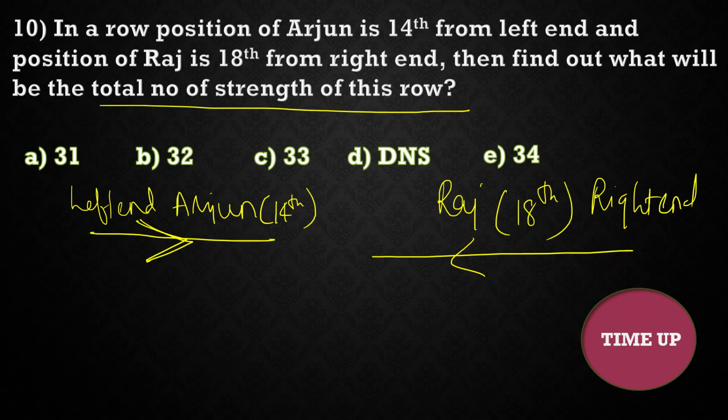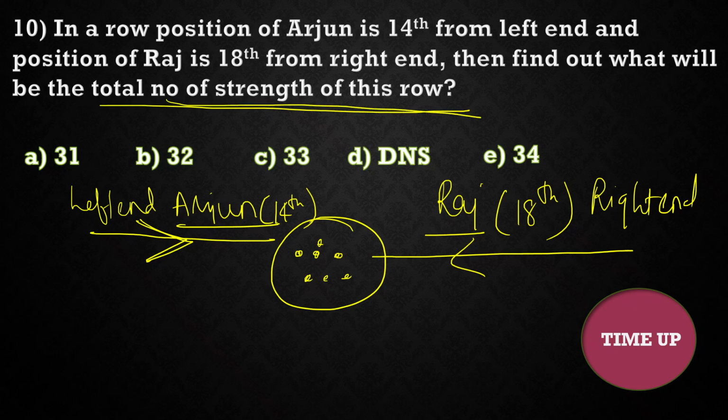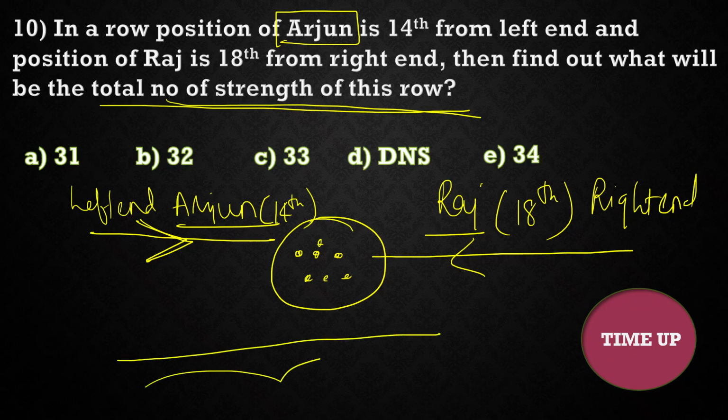Here there are two different persons, Arjun and Raj. How can I find out the total number of strength in this row? We can't find it out, because if some students are sitting here in a row, we don't know if they are there or not. So we can't find out the total number of strength in this row. If they had given only one person, say Arjun is 14th from the left hand and Arjun is 18th from the right hand, then we could have found out the total, correct?